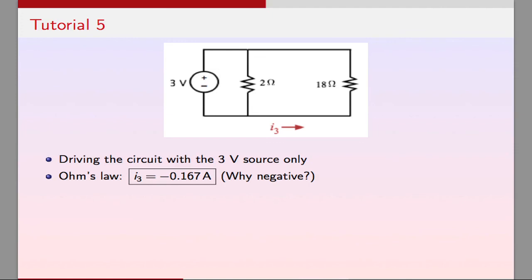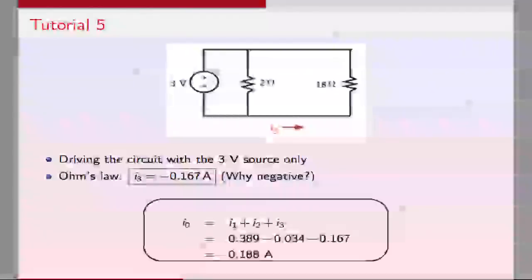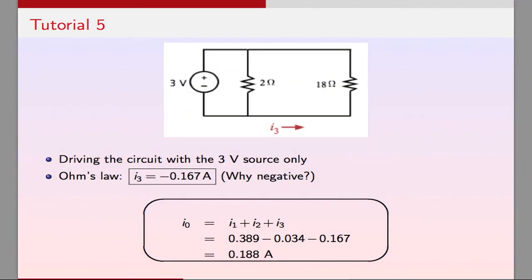Now we are ready to calculate the value of the current I of the original circuit, and it's given by the sum of I1, I2, and I3, or 0.188 amps.